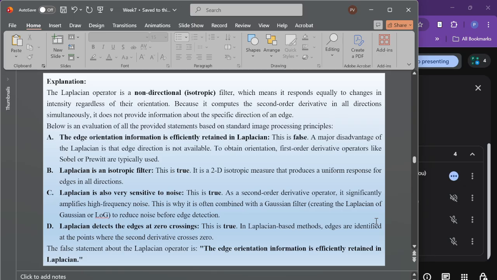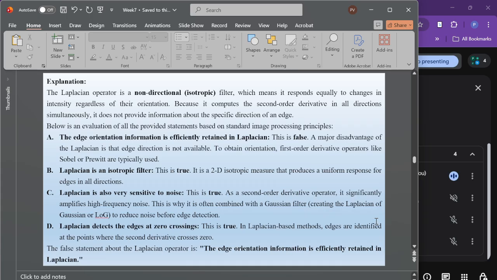Here it is given. The first option is the edge orientation information is efficiently retained in Laplacian. This is false. A major disadvantage of the Laplacian is that edge direction is not available. To obtain orientation, first order derivative operators like Sobel and Prewitt are used. Our next option is Laplacian is an isotropic filter. This is true. It is a 2D isotropic measure that produces a uniform response for edges in all directions.